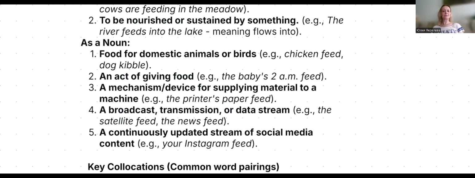A broadcast, transmission, or data stream. And we all are familiar with this since we all use social networks. So every morning you open your social network account and you just check the feed, satellite feed, the news feed, or whatever it can. And then a continuously updated stream of social media content. So social media, for example, your Instagram feed. Okay. And in the previous meaning, it is a kind of a more general term, right?